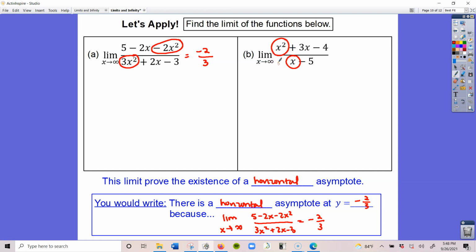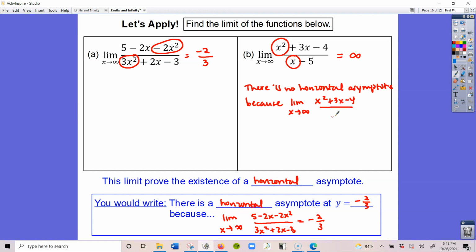So we're going to actually evaluate what this limit is equal to. If I take infinity squared, which is positive, over infinity, another positive, we end up with positive infinity. So here we would state there is no horizontal asymptote because, and now we state our limit. The limit as x approaches infinity of (x squared plus 3x minus 4) over (x minus 5) is equal to infinity.